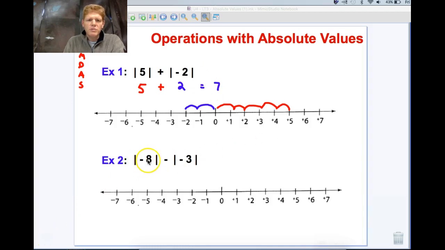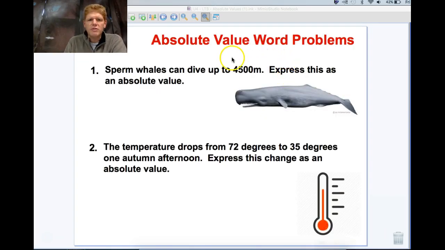Now let's take a look at number 2. We have the same kind of problem. Again, we're going to do the absolute value signs first. The absolute value of negative 8 is, well, we start with 8. We can imagine it's right here. Then it would be 1, 2, 3, 4, 5, 6, 7, 8 spaces. So the absolute value of negative 8 is 8. From that, we're going to subtract the absolute value of negative 3. The absolute value of negative 3 is 1, 2, 3. So 8 minus 3 is equal to 5. And that's our answer.